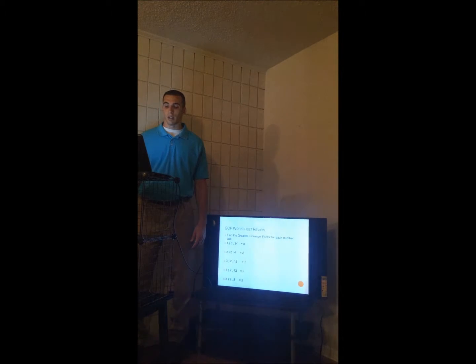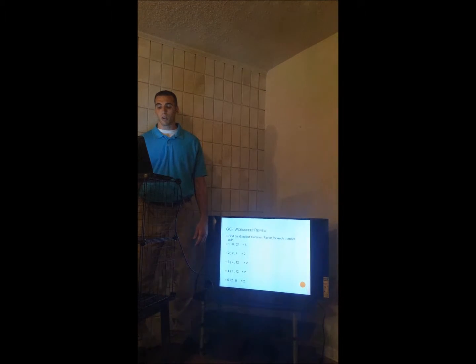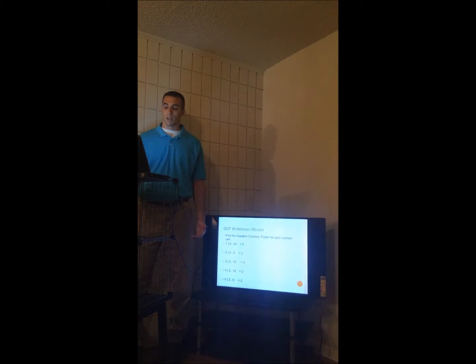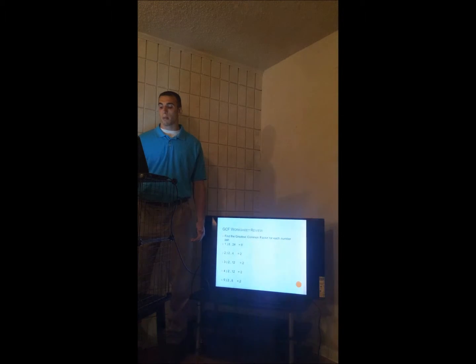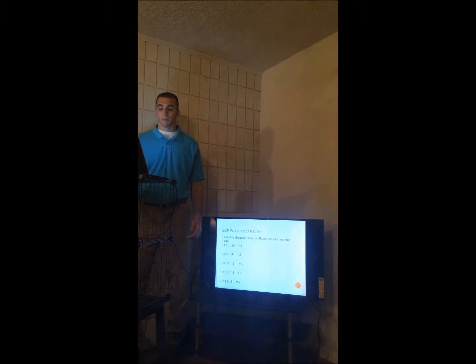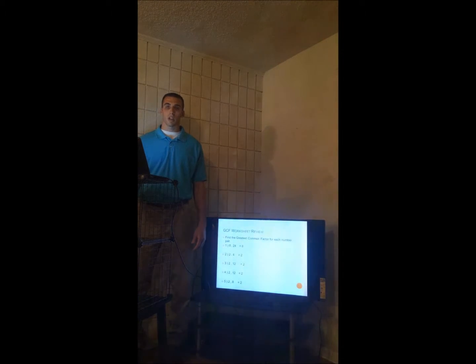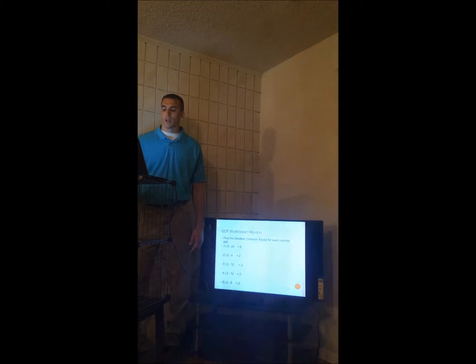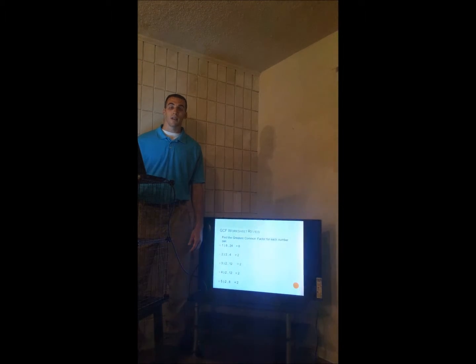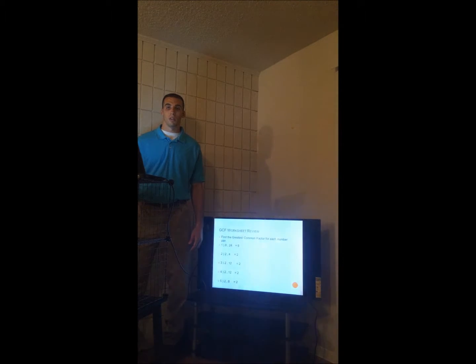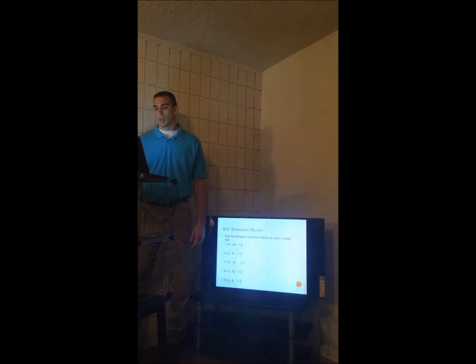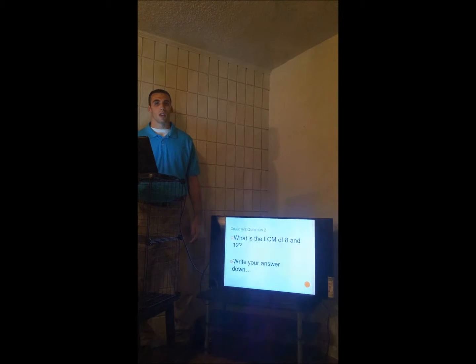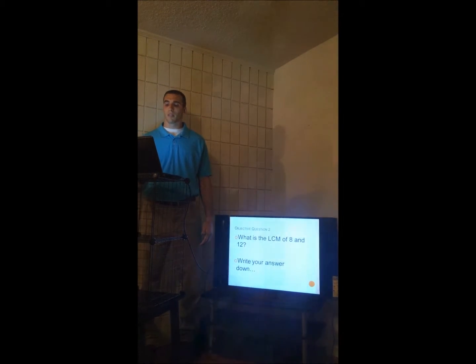The greatest common factor of 2 and 12 is 2. And it doesn't matter if it's 2 and 12 or 12 and 2, the greatest common factor is still 2. Almost a trick question on number 3 and 4. And then number 5, the greatest common factor of 2 and 8 is 2. Very good. So now, we're going to move on to our second objective question.